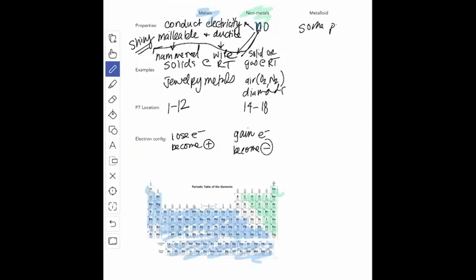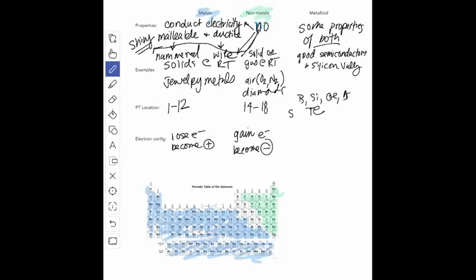Metalloids have some characteristics of both, but are generally solid. Metalloids are known as semiconductors and are used a lot in technology. For instance, silicon is used in computer chips, and this is where the silicon in Silicon Valley comes from. Boron, silicon, germanium, astatine, antimony, and tellurium are all metalloids.